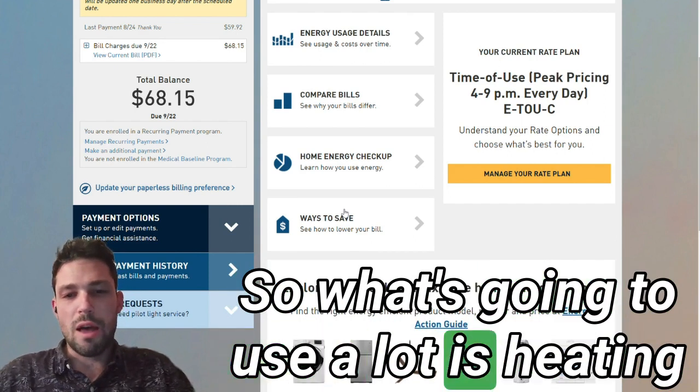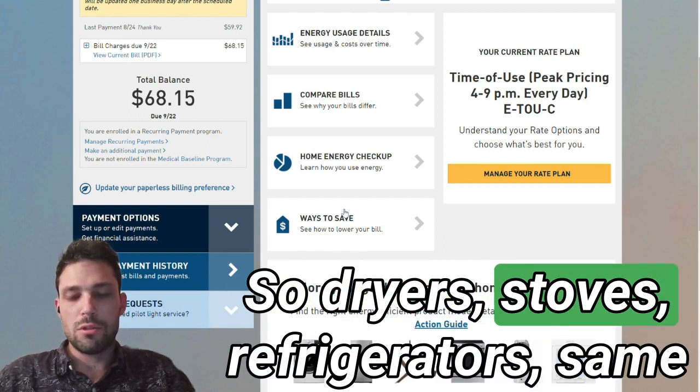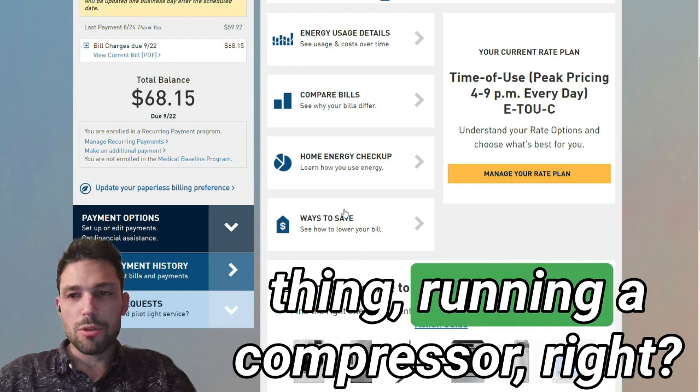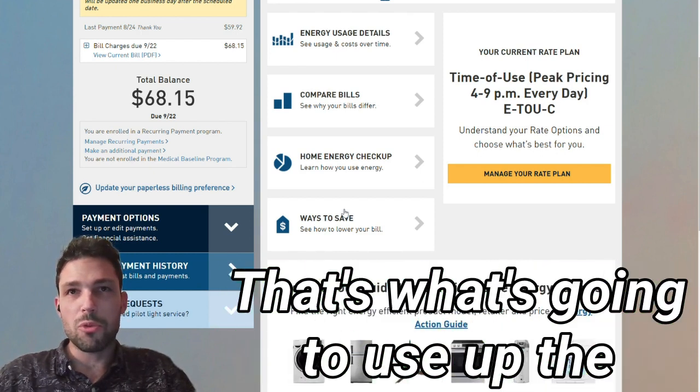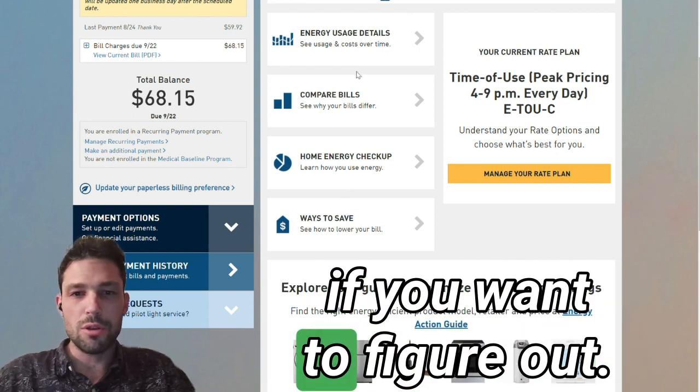So what's going to use a lot is heating elements, anything that's turning electricity into heat. So dryers, stoves, refrigerators, same thing. Running a compressor, right? It's running a motor of some sort. That's what's going to use up the electricity mainly. So I would start with those things if you want to figure out.